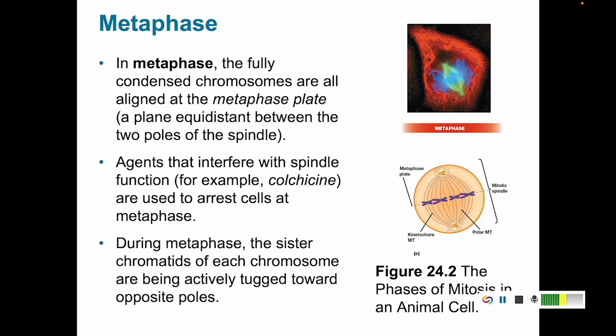If you interfere with the spindle function, you can actually arrest the cells at this metaphase stage. So a drug like colchicine can make those cells get trapped here. During metaphase, it is these microtubules that are actively pulling the chromosomes toward opposite poles that is going to create that lining up at the metaphase plate.